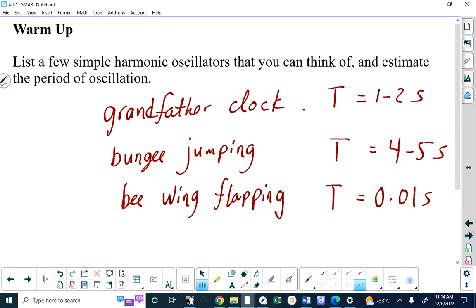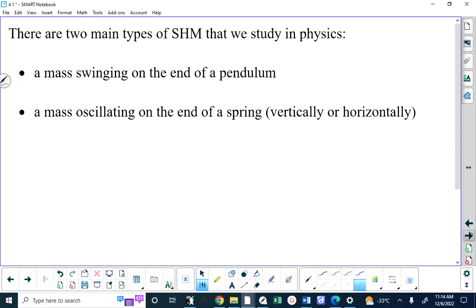Anyway, you can come up with a few other examples. I've already talked about these two main types of simple harmonic motion, the mass swinging on the end of a pendulum and a mass oscillating on the end of a spring. And it could be vertical or horizontal. The problem with horizontal oscillations is you have to put the mass on something and there's going to be friction, so it won't oscillate very often. The problem with this is that not only is there a force on the mass because the spring is acting on it, there's a force of gravity on the mass. So it's complicated to analyze.